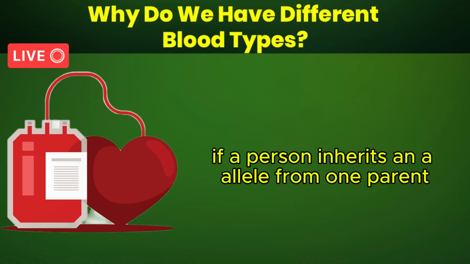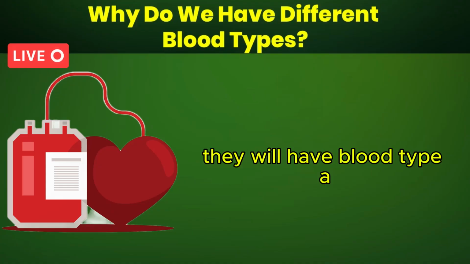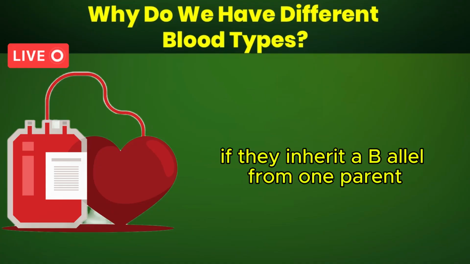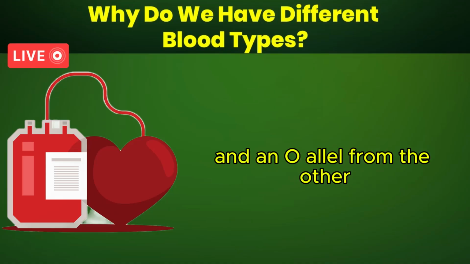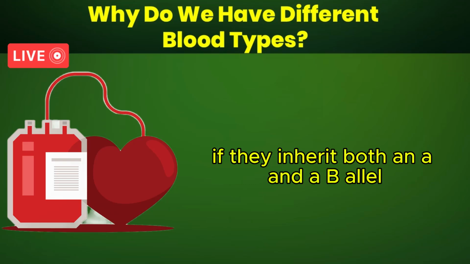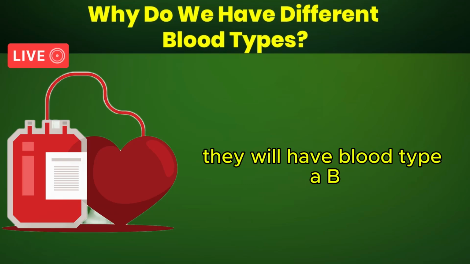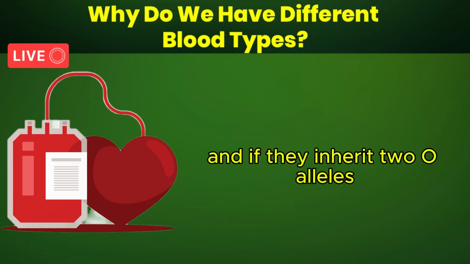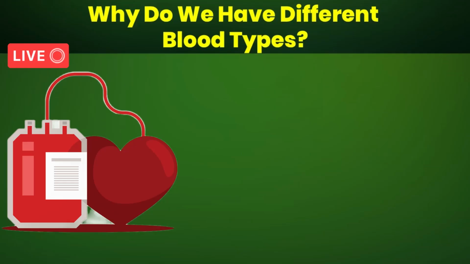For example, if a person inherits an A allele from one parent and an O allele from the other, they will have blood type A. If they inherit a B allele from one parent and an O allele from the other, they will have blood type B. If they inherit both an A and a B allele, they will have blood type AB, and if they inherit two O alleles, they will have blood type O.